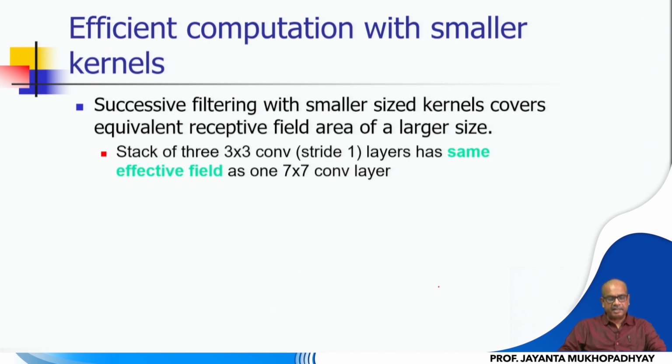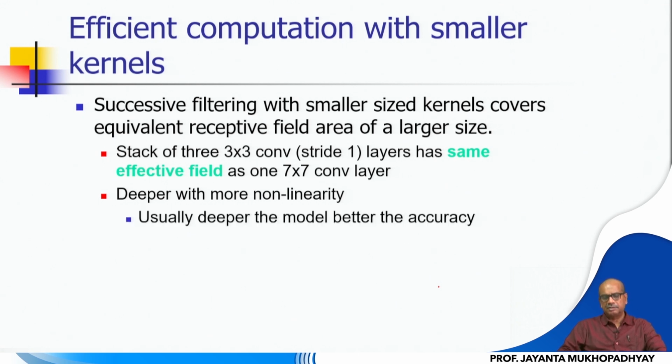So this is what I mean: a stack of 3x3 convolution layers with stride 1 has the same effective field as one 7x7 convolution layer. So it is deeper with more non-linearity. That is another advantage: it is deeper because you have 3 layers, and since every layer introduces a non-linearity, you are having more non-linearity over those computations, and usually the deeper the model, the better its accuracy.